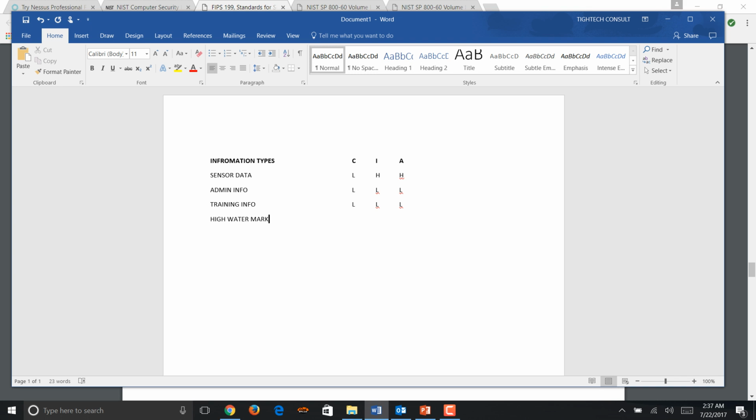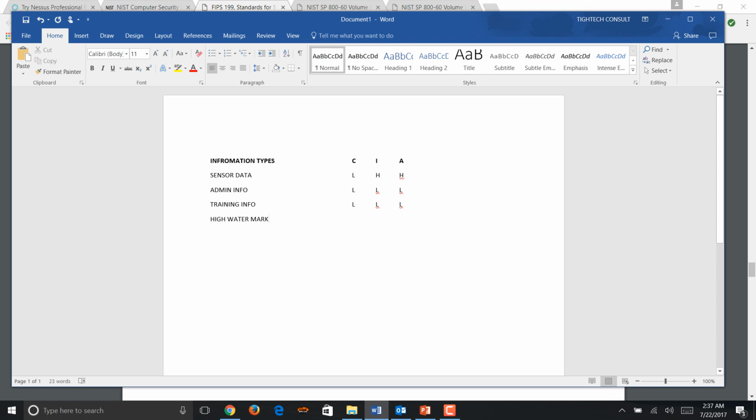High water mark. So how do we determine our high water mark? High water mark is the highest impact value under each of the security objectives, that is under confidentiality, integrity, and availability. We want to determine the one that has the highest impact value, not the one with the highest number of occurrences.